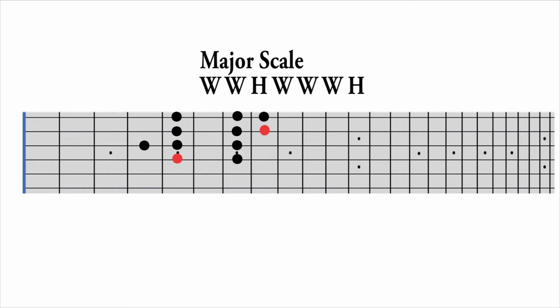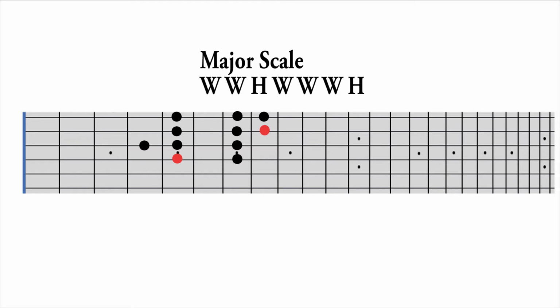Now we can even extend the scale or the shape from the lowest root note on the D string at the 5th fret, and we can go backwards. Following the major scale formula in reverse, we go half, whole, whole, whole, half, whole, whole.